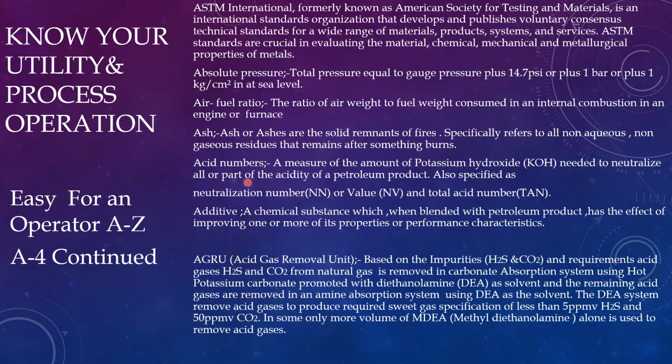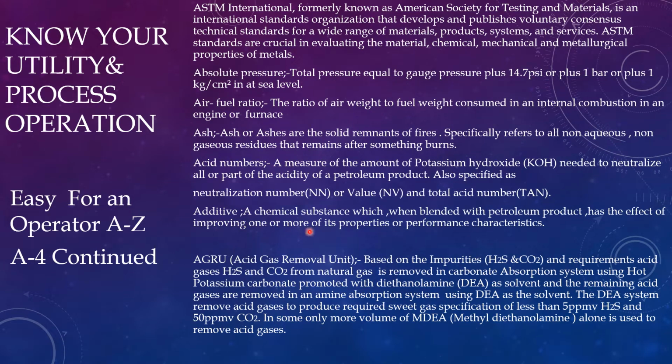Now we will come to see another important terminology, acid numbers. A measure of the amount of potassium hydroxide needed to neutralize all or part of the acidity of a petroleum product. Also specified as neutralization number NN, or value number NV, and total acid number TAN. It is normally in petroleum products, mainly petrol also. The KOH used to neutralize the petroleum product, that is called acid number.